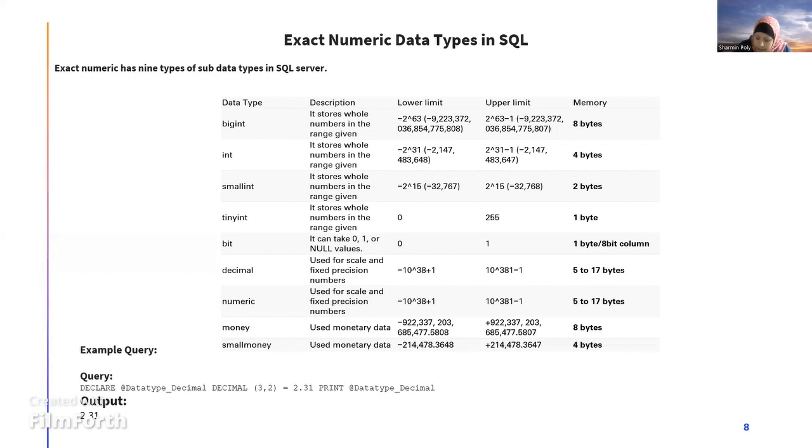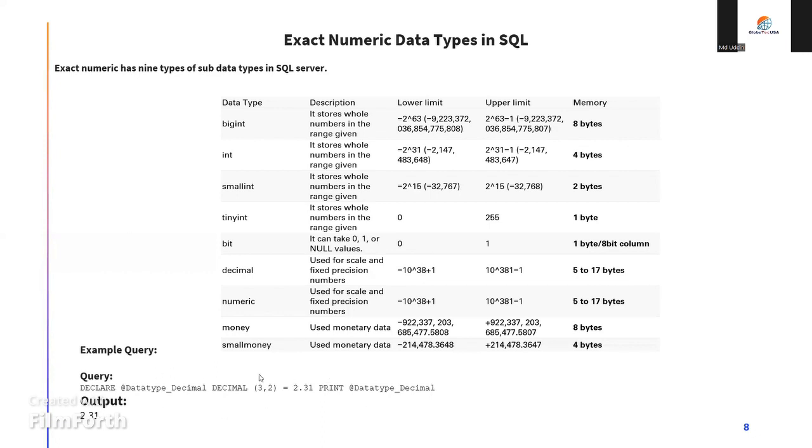Then you use print @data_type_decimal, and the output will be 2.31. This is a simple query you can write like that. Where you're declaring what the data type will be, that's how we declare data types. By the declare command, we declare what the data type will be, so the user cannot put numbers like 22.31 or 22.1. It should have the 3,2 format. And the print command is used to print the output of that query.